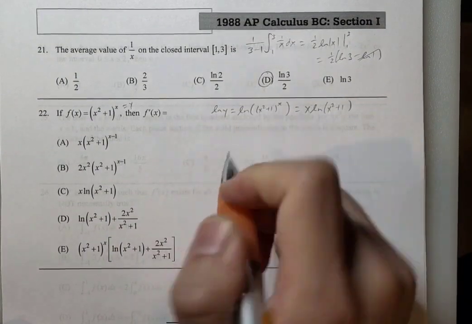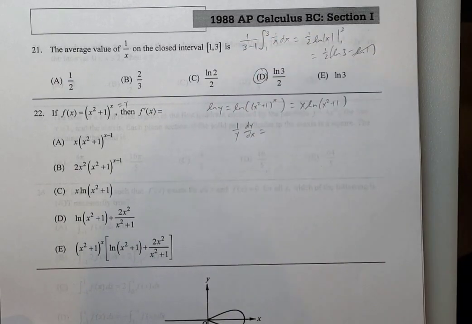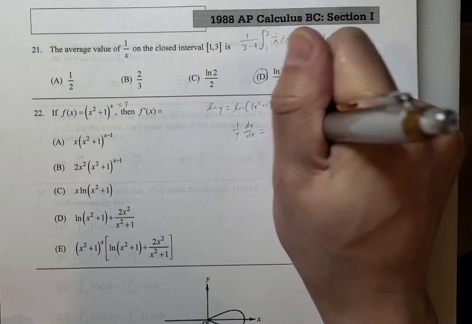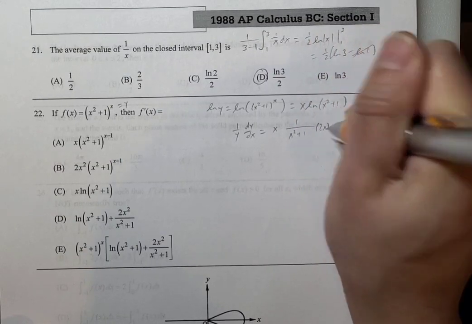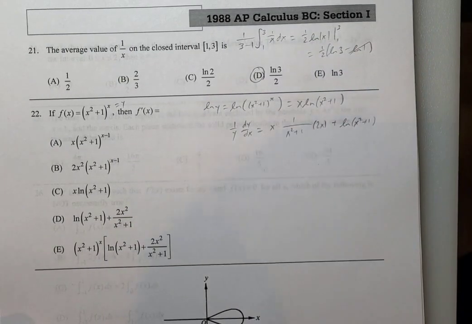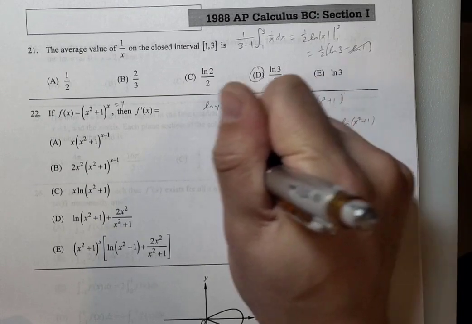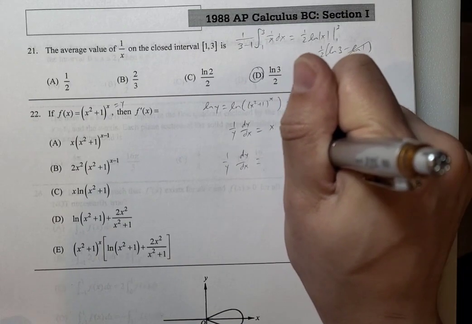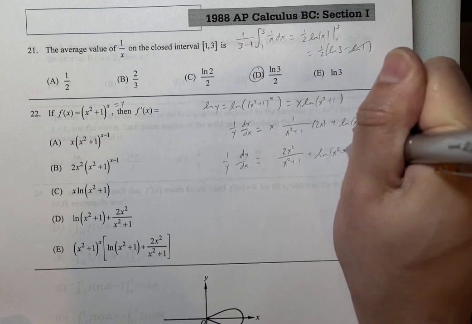Now we differentiate both sides, so it'll be 1 over y times dy dx is equal to, here we need the product rule: first times the derivative of the second, which needs 2x by the chain rule, plus second times the derivative of the first, which is just 1. So dy dx, with the 1 over y still over here, would be, let's clean this up a little bit, 2x squared over x squared plus 1 plus log of x squared plus 1.